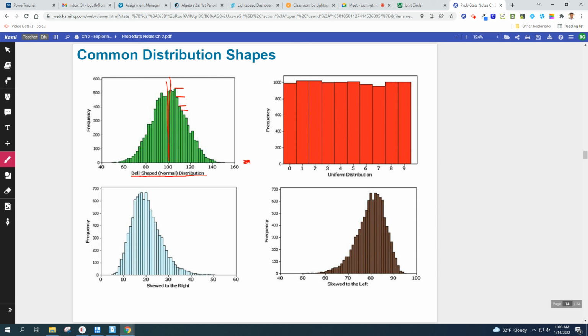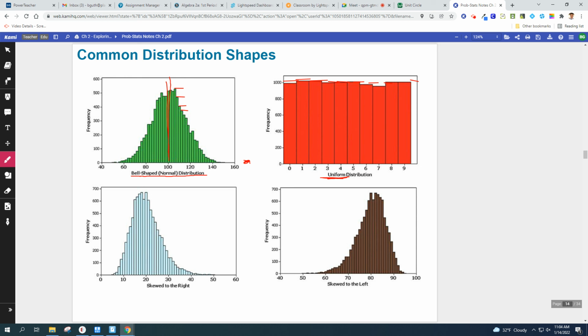So then the next one, the uniform. Uniform means same, right? Uniform means same. And so, yeah, it looks like the numbers are pretty much the same. I think that makes sense for that shape or that distribution. It's hard to find the center, really, of those numbers because they're all the same.